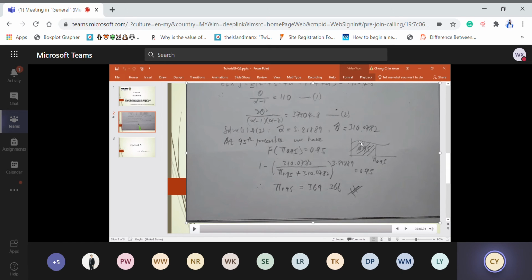We have 95% where the claim is less than or equal to 369. So you have to know what is meant by the 95th percentile. Many students still don't know what this is. This is not a percentage. This is an X value. It's a claim.